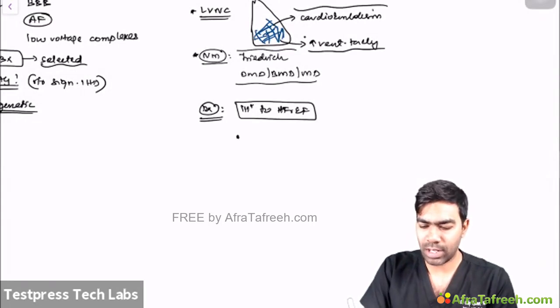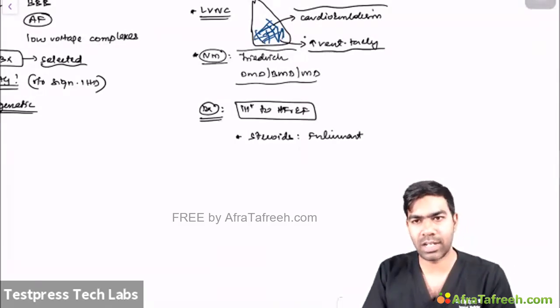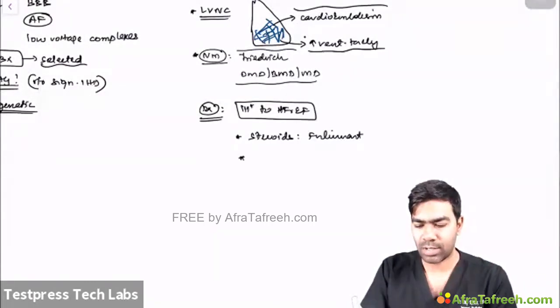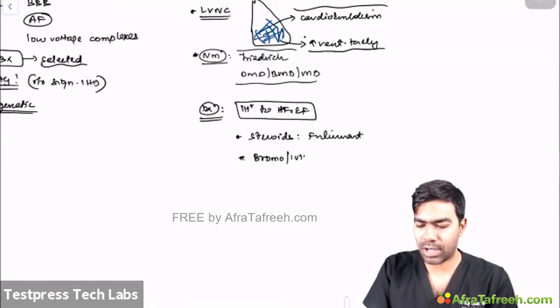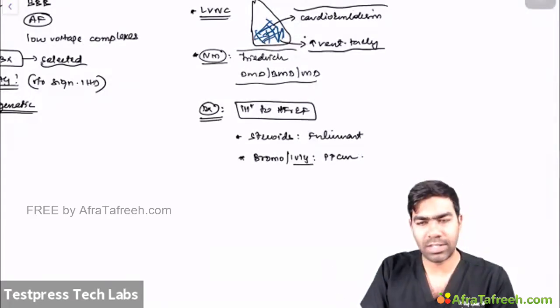So I'll tell you only the important treatments. Steroids are beneficial only in fulminant type of myocarditis. As I told you, viral forms are generally supposed to be subacute. In subacute forms of myocarditis, generally they don't respond very well. And probably bromocriptine and IVIG can be tried in patients who are having PPCM, peripartum cardiomyopathy. IVIG in severe cases only.